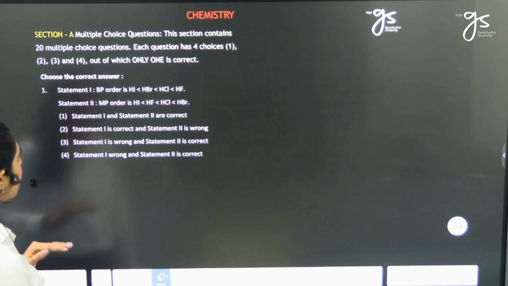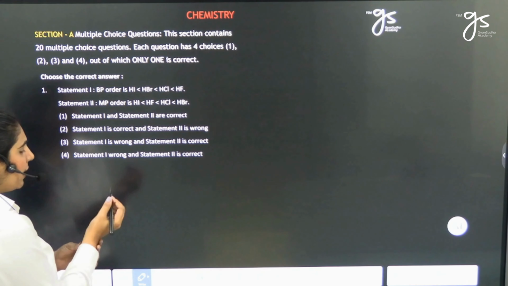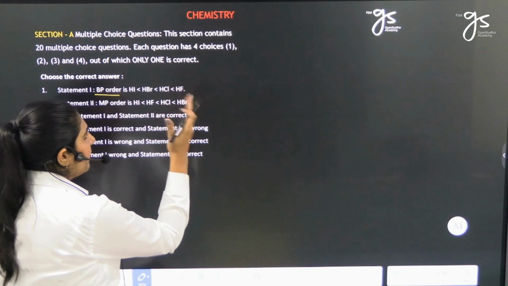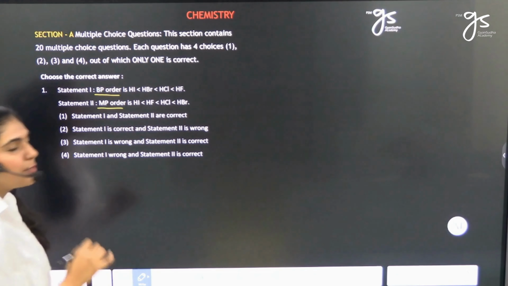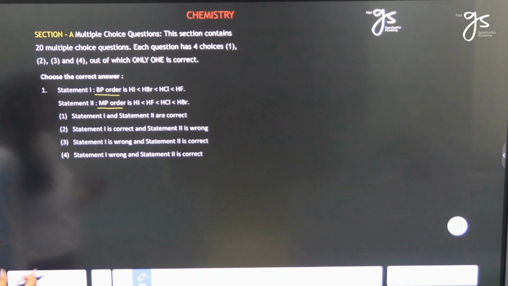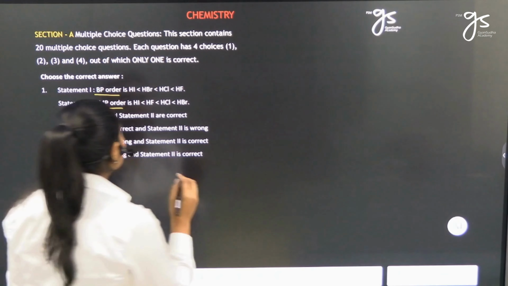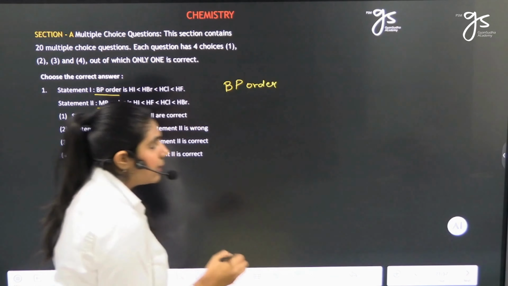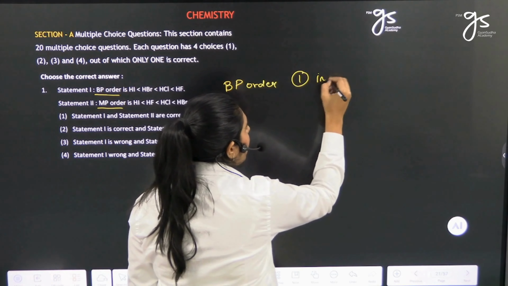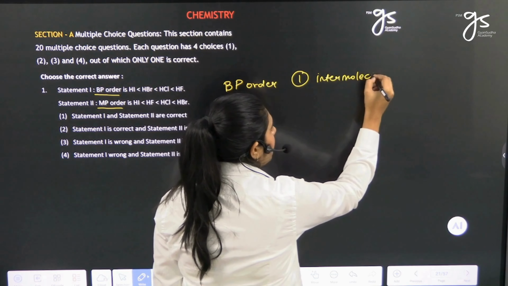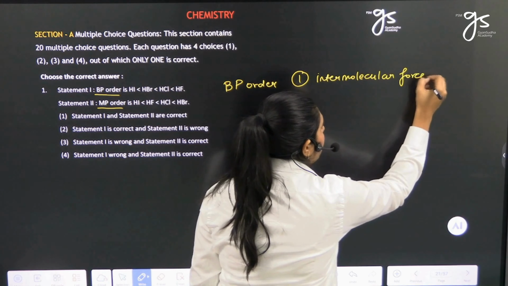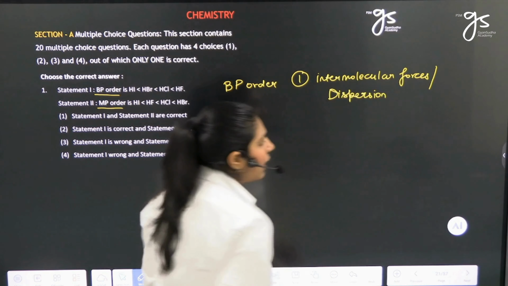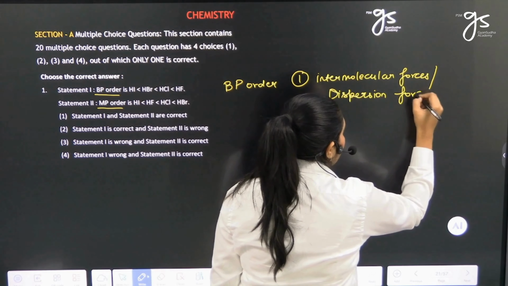This is a statement type question. Statement 1 gives the boiling point order, that is HI is less than HBr, HCl and HF. The second statement tells you about the melting point order. So how to approach this? Whenever we are looking for the boiling point order, first of all you look at the intermolecular forces, the dispersion forces, van der Waals, dipole, what are the forces which are taking place?